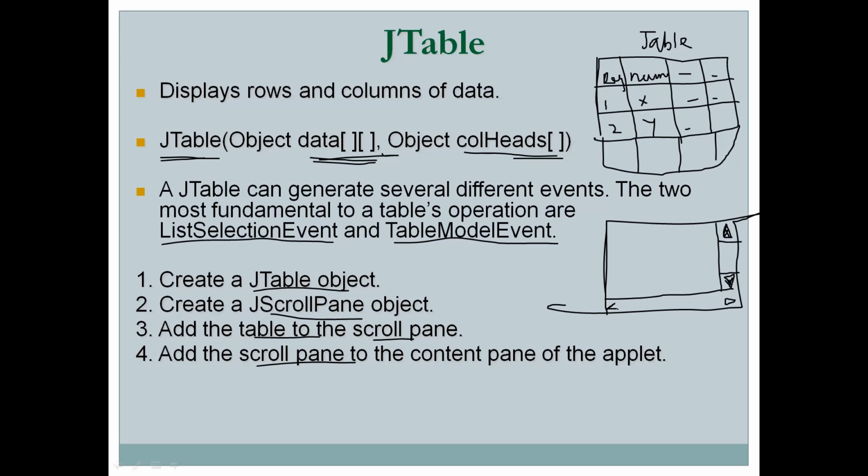So when you create a scroll pane, you will create something like this. It is also a container, as I said. It has scroll bars, vertical scroll bars and horizontal scroll bars, and this is the place where you can add the items. Okay, so the next step after creating it is to add the table to the scroll pane.